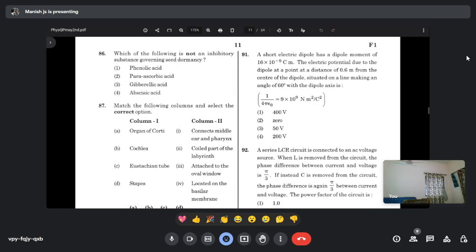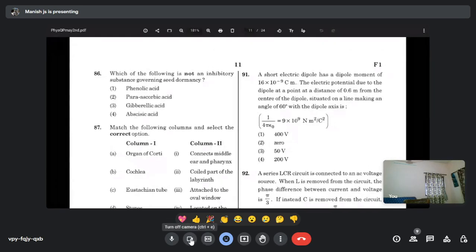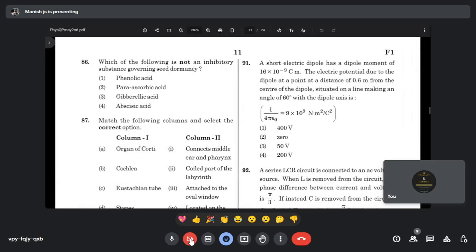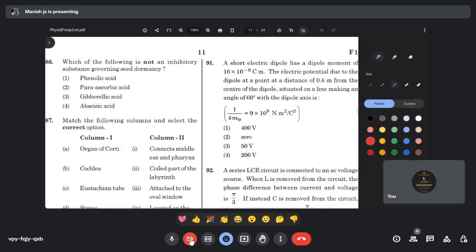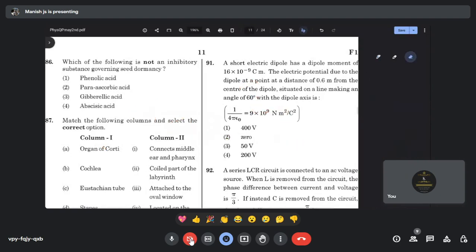Okay, what I'm annotating, you're able to see it? This is not working. Yes, you're able to see? Yes, sir. Yeah, so question number 91, first question. We will see it. Yes, now only I'm annotating. Now it is coming on the screen. All right, moving on.